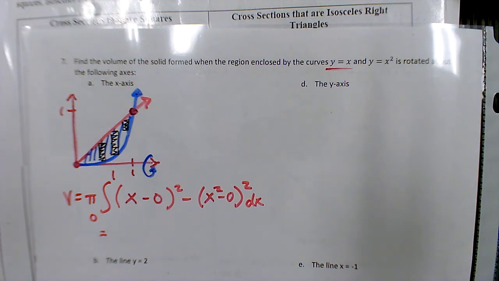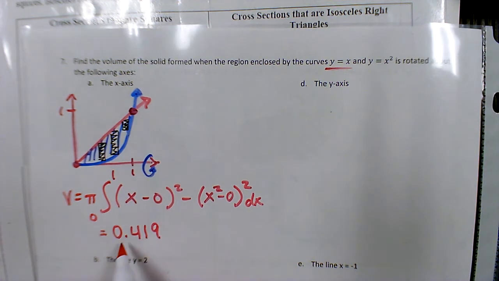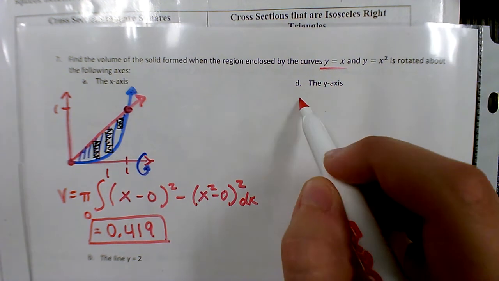Any takers? Good, Caitlin? 0.418. 0.418 or 9, yep, however you want to round. You can truncate it or round it, either one. Check out. Alright, let's try the next one.